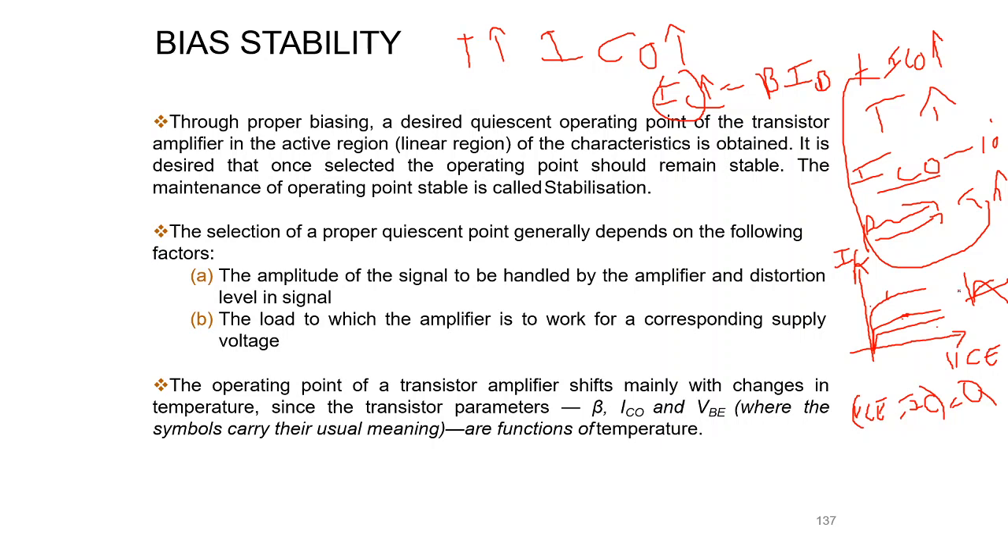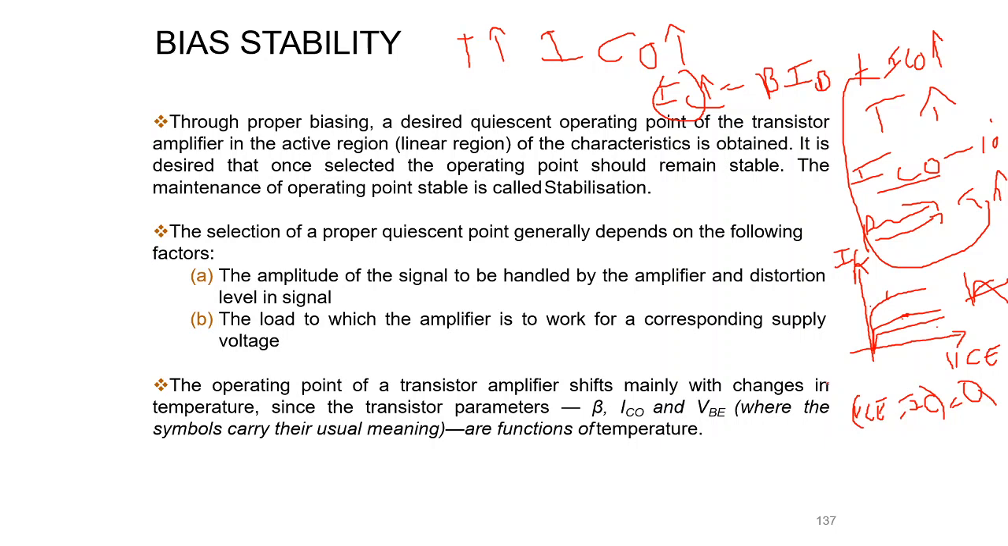The load at which the amplifier is to work, with the corresponding supply voltage. How much is the resistance of the load we have considered? What supply we are giving to the circuit is another thing. Suppose it only operates in this region. If I am going to take 20 volts of input, it cannot go for amplification. That is also one phenomenon.